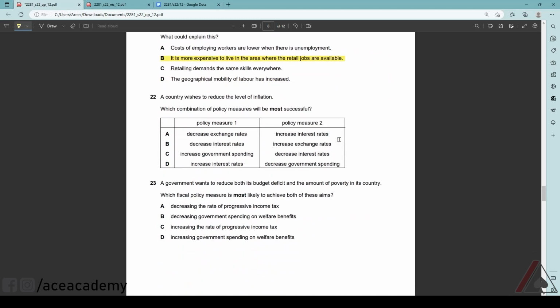Okay. A country wishes to reduce the level of inflation. Which combination of policy measures would be most successful? Think about it. It's talking about most successful, so most probably there's going to be more than one right answer. All right.